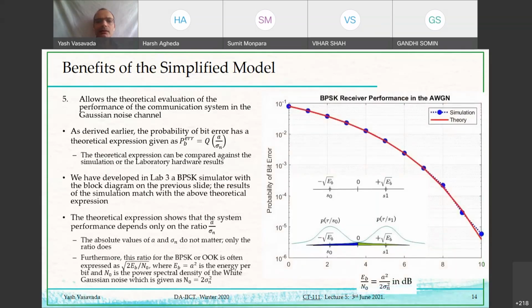And if everything is working fine, you will see that the theoretical expression, which is the red curve, and the simulation, which is the blue points, will match very well. And so this gives you a satisfaction that what you have done is correct. The answer that you get through your simulator matches the answer that you derived using a completely different method.